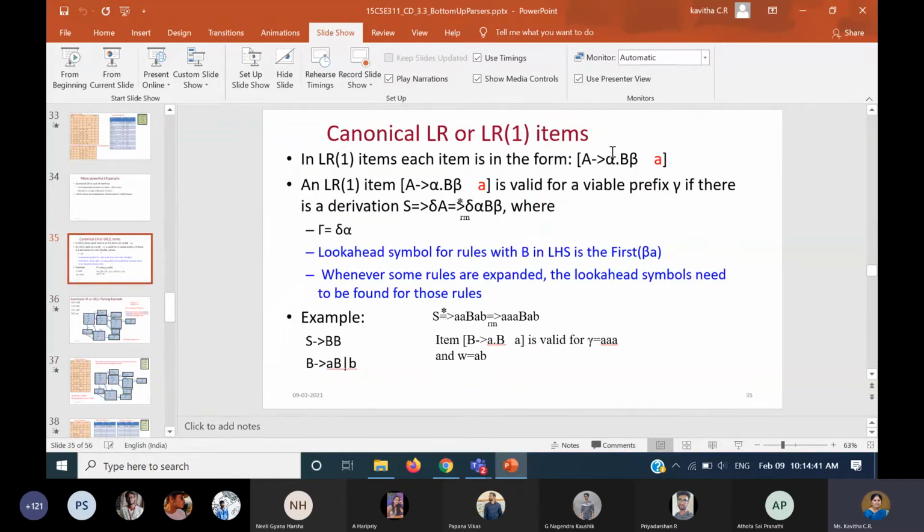See, in the general format I discussed, I am expanding B, and I am taking beta and also some look ahead symbol. There can be more than one look ahead symbol, and that is the situation in our example. So when I am expanding B, I find the first of beta A. Suppose I have another symbol, say B also, then you do first of beta A as well as first of beta B. You are going to do that. Is that clear?